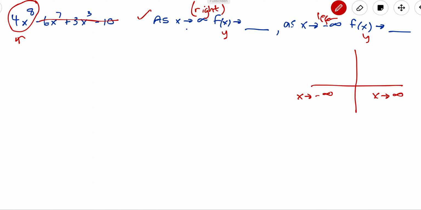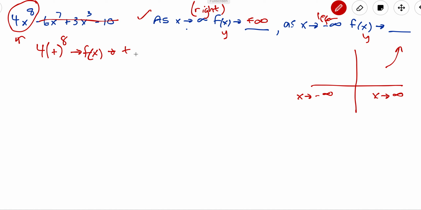Okay, so if we put a very large number in for x, we get 4 times, and I'm just going to put a plus sign here to indicate that this is a positive number to the 8th power. Any positive number to the 8th power is positive, times a positive 4, so f of x is going to be positive. So on the right, it would approach positive infinity, or be going up like this.